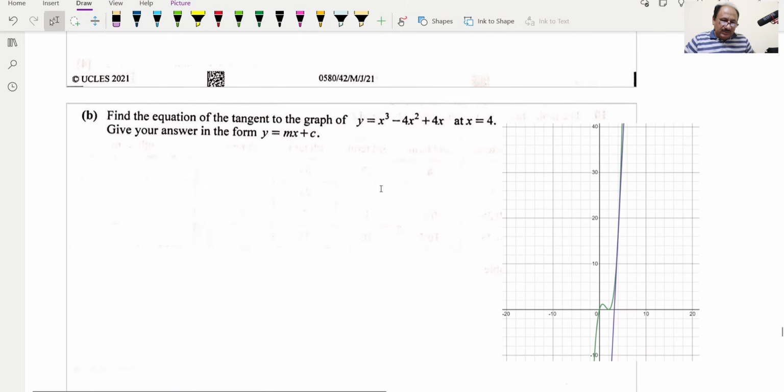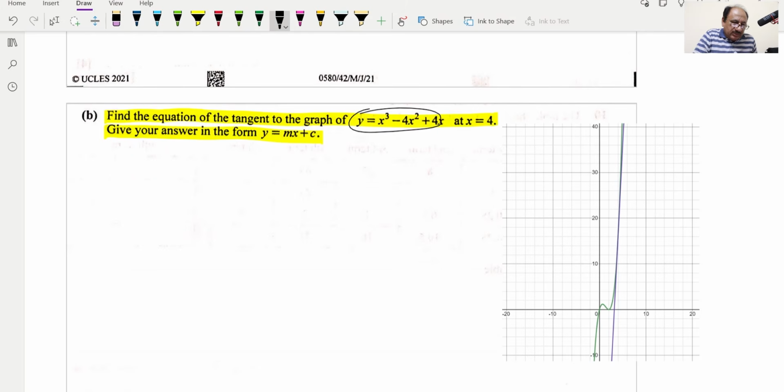Now this is another question, B part. Find the equation of the tangent to the graph, this one, at x is equal to 4. Give your answer in the form y is equal to mx plus c. Basically what we will do, we will solve this question and later on we will check whether our answer is correct or not by the graphical method also.